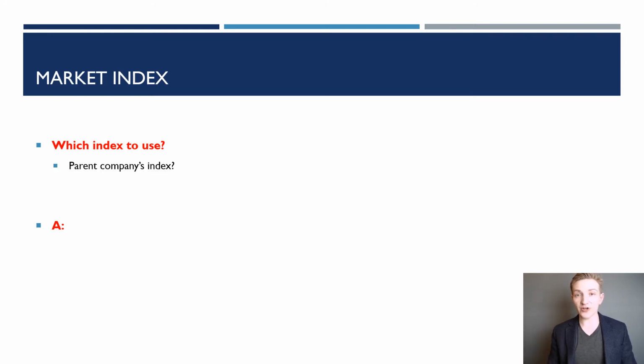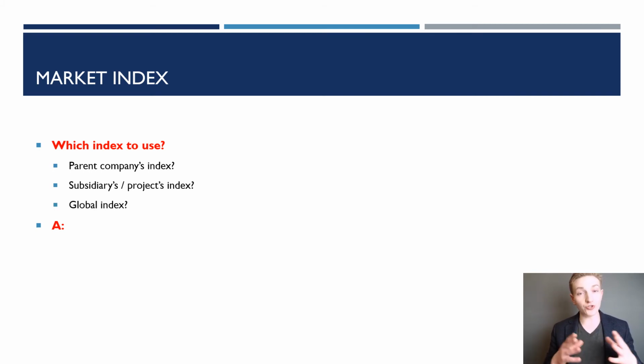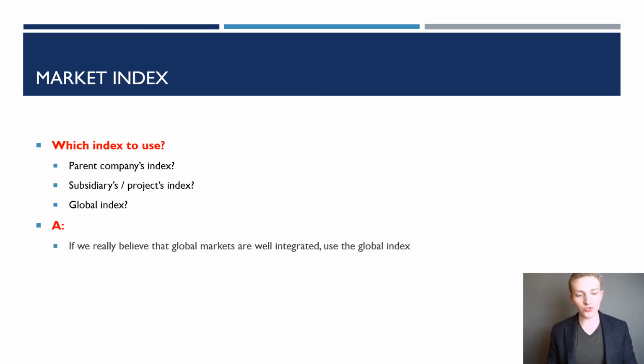Now we can use the parent company's index, or we can use the subsidiary's index, i.e. if the subsidiary is in a different country from the parent, then you might use the market index for that subsidiary. So as an example, if you have an American company looking to invest in Australia, then you can use either the American market index or the Australian market index to calculate your betas. Or alternatively, you can use a global index like the MSCI index, which is going to hypothetically track a global index of stocks. You have several options here. Now the question is, which of these would you use?